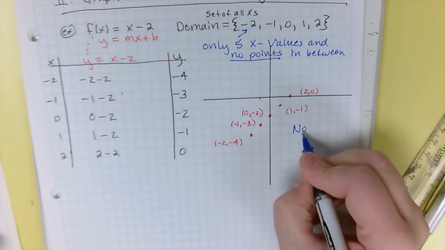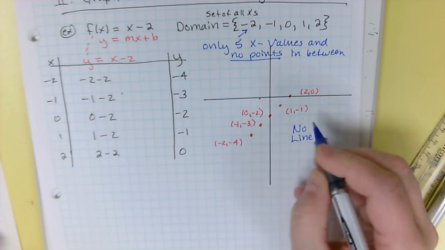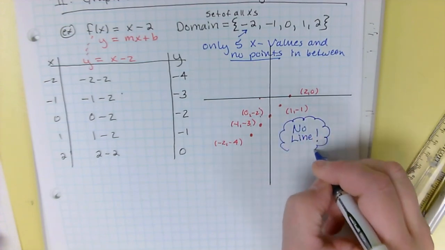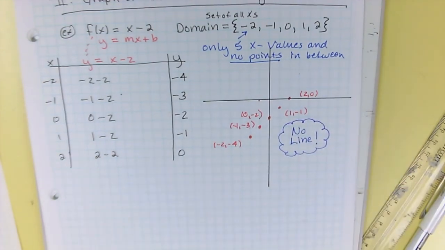So remember, no line when you are graphing something with a specific domain. A line means you have infinite values in between the points you chose to graph. All right, that is the end of the notes. I hope that was pretty clear.